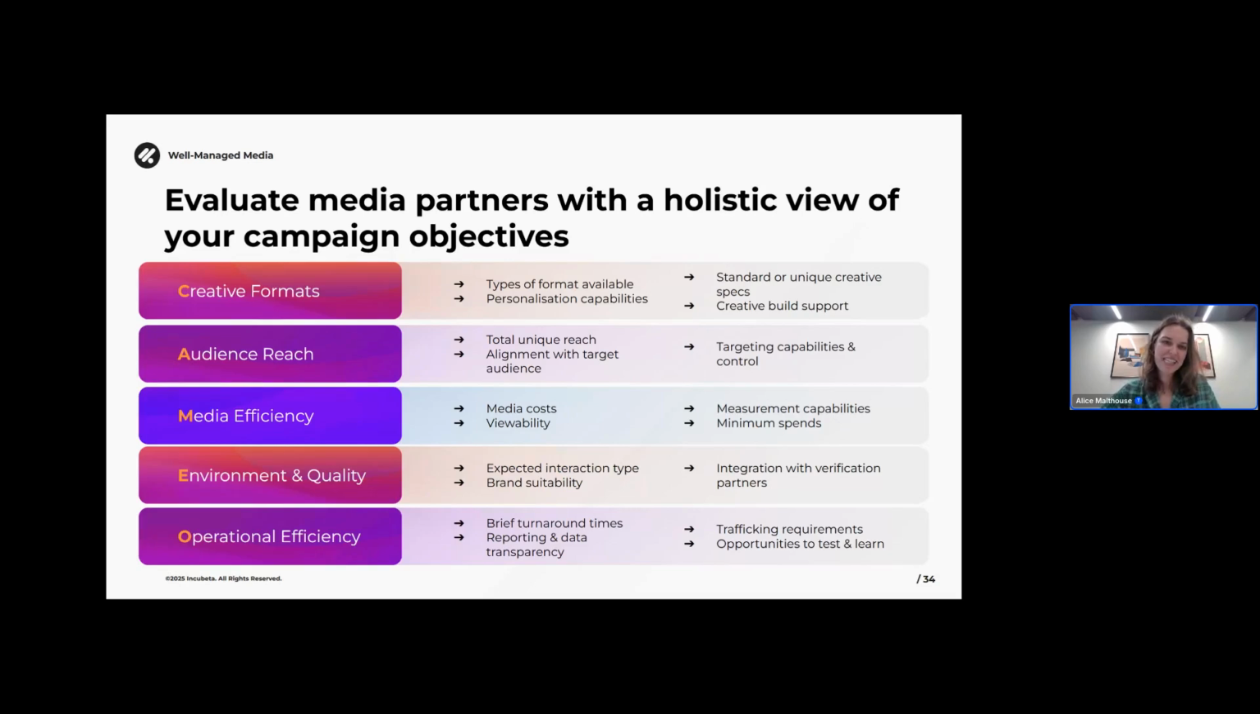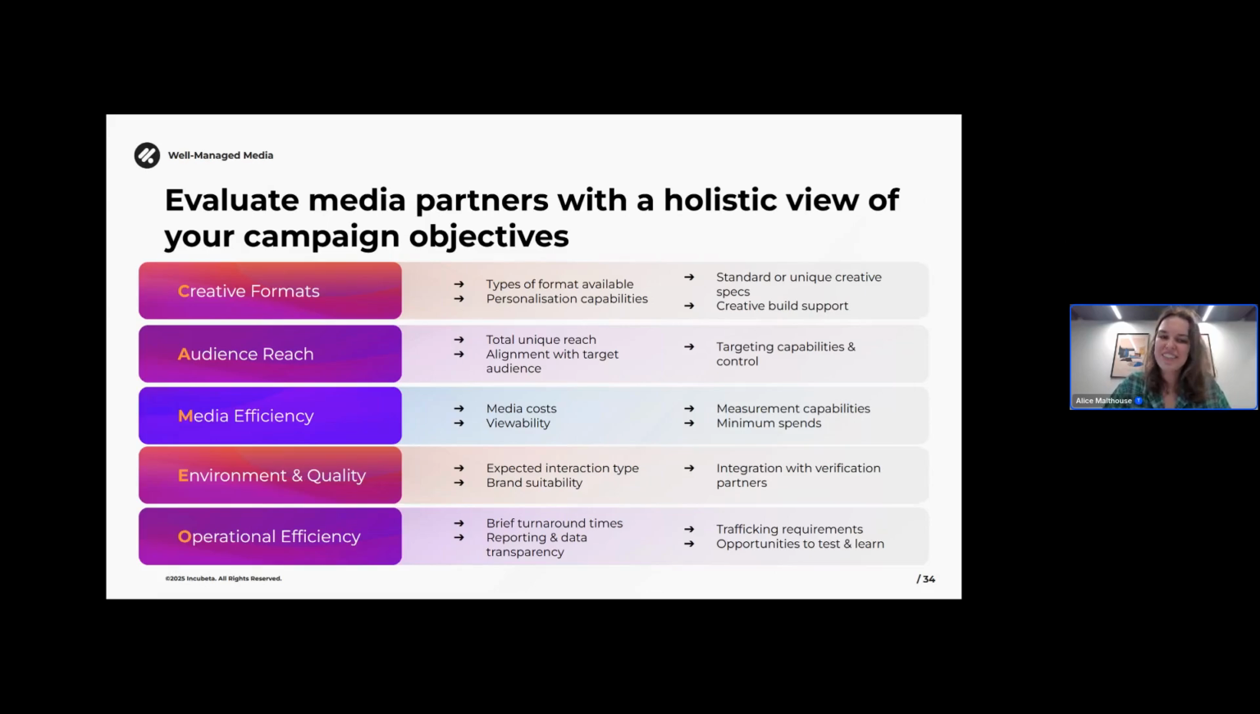So with the Cameo framework, when we're working with a media partner, we first want to look at what creative formats are available. Does a partner provide unique formats that we can't get access to elsewhere? Do they provide creative build support for free? Or what are the personalization capabilities that we can access by using this media partner?